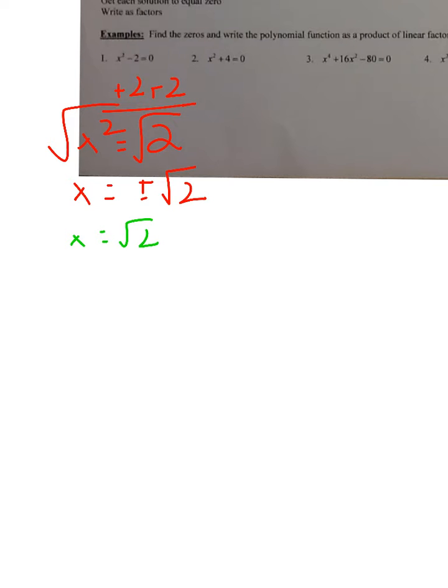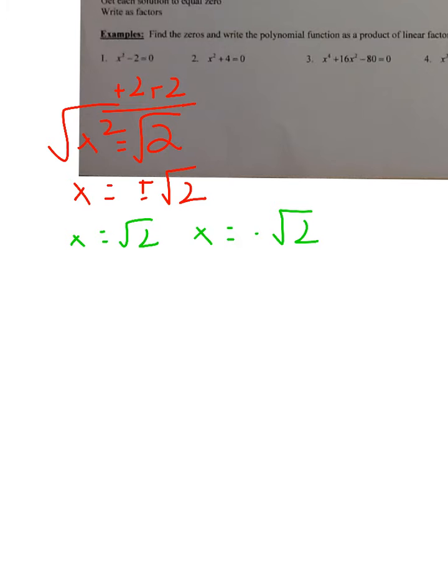All right, so let's take a look at number 1. So I have x squared minus 2. So we're going to solve this. What I could do is add 2 to both sides. So I get x squared is equal to 2. To get rid of the square, I could square root both sides. So I get x is equal to, don't forget the plus minus, the square root of 2. So these are my roots: x equals the square root of 2, and x is equal to negative the square root of 2.